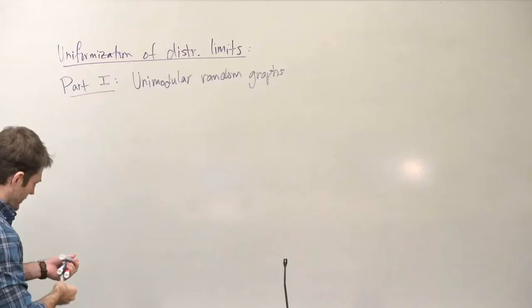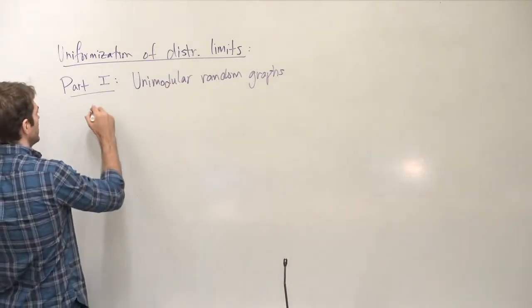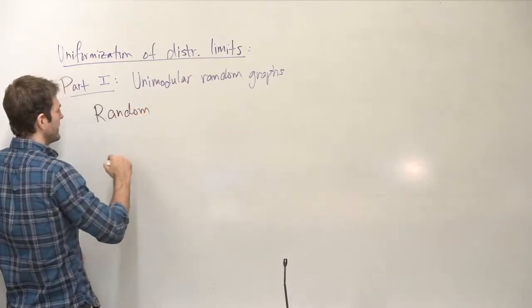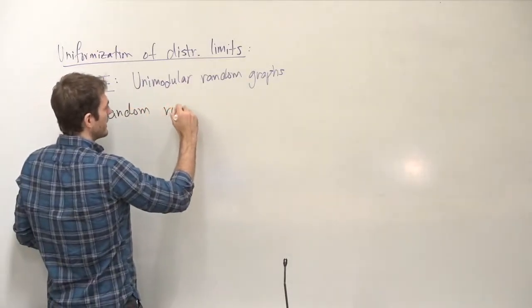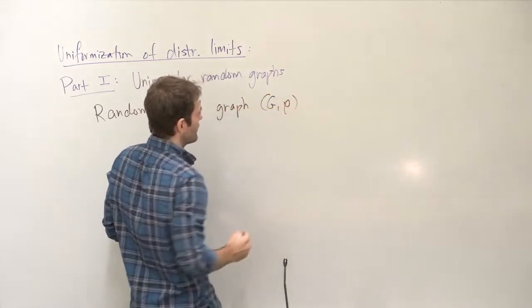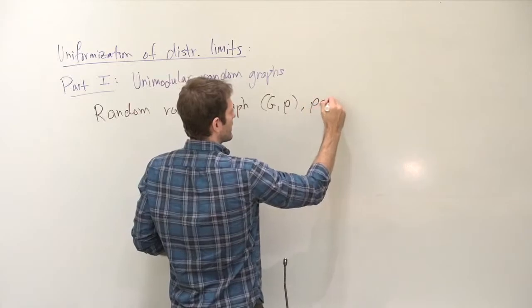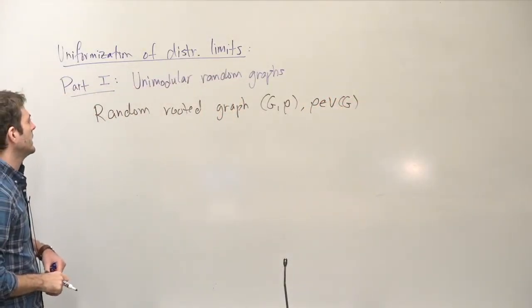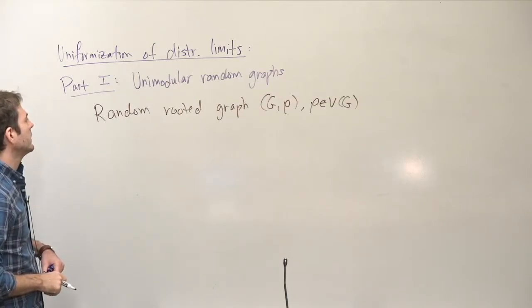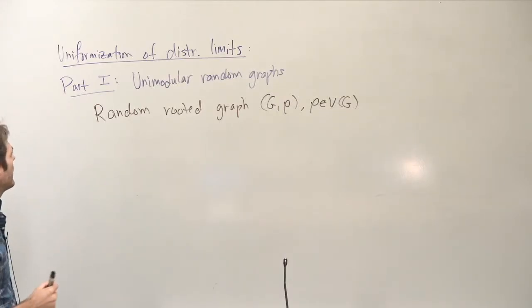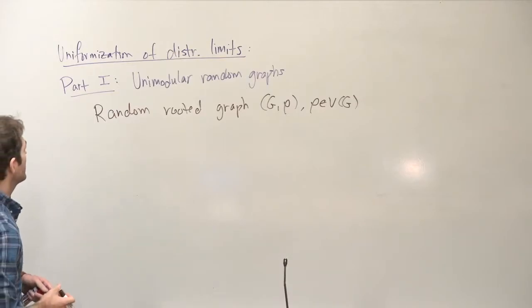Okay. So first, let me define a unimodular random graph. Again, it's a case that half the people know very well what this is, so I won't belabor it. So this is a random rooted graph, a graph G and a vertex rho. And maybe Russ can say more about this. Russ and David Aldous have a very extensive monograph about unimodular random graphs.